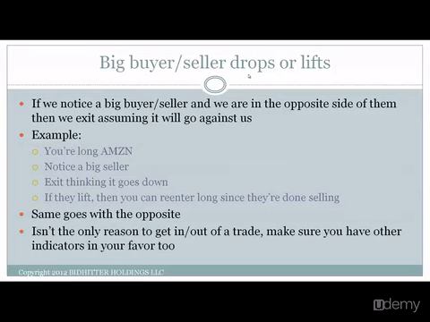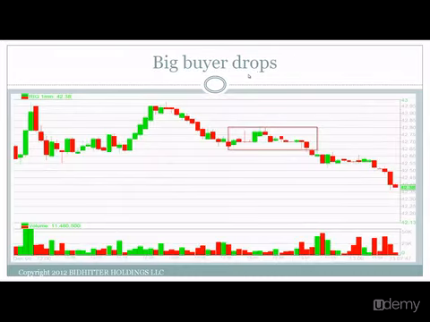Same thing goes the opposite. So you're short Amazon, then it's a big buyer. You should exit, think it's going to go higher. And if they drop, you could re-enter short once they're done. It isn't the only reason to get in and out of a trade. Make sure all your indicators are in your favor. But general idea, if it's a basic trade setup, you should probably cover some or exit the position.